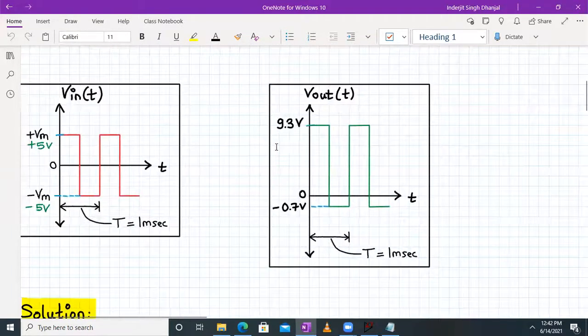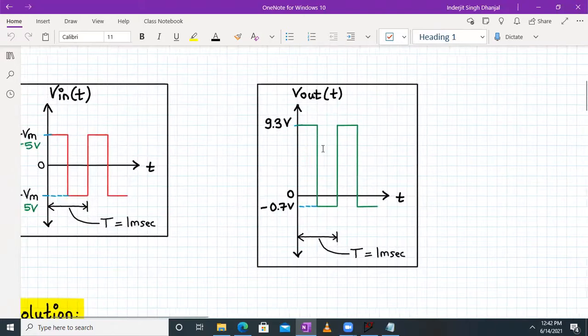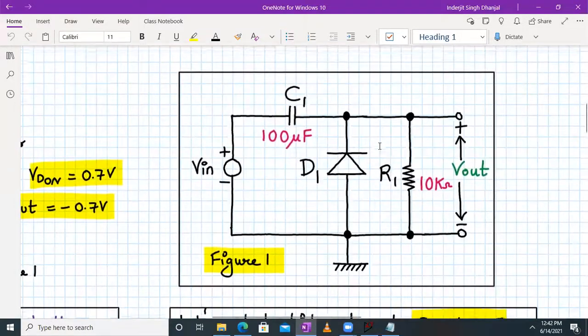So what do you see? Which type of clamper will be used? Here the output waveform is shifted up, so definitely we'll be using a positive shunt clamper. So here is my circuit of a positive shunt clamper. This is a positive shunt clamper.